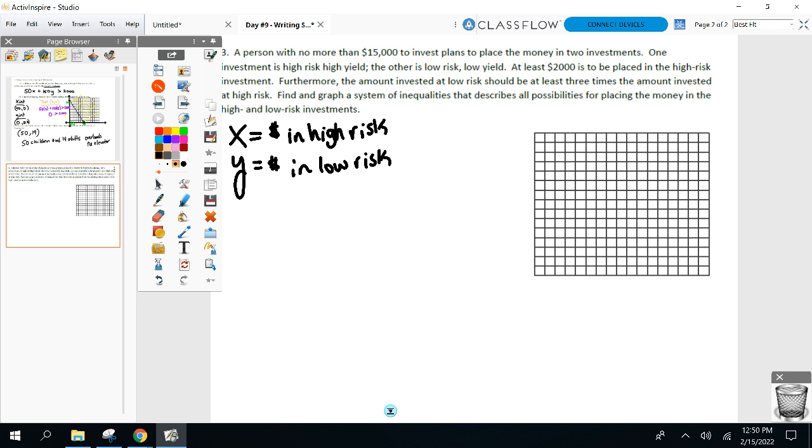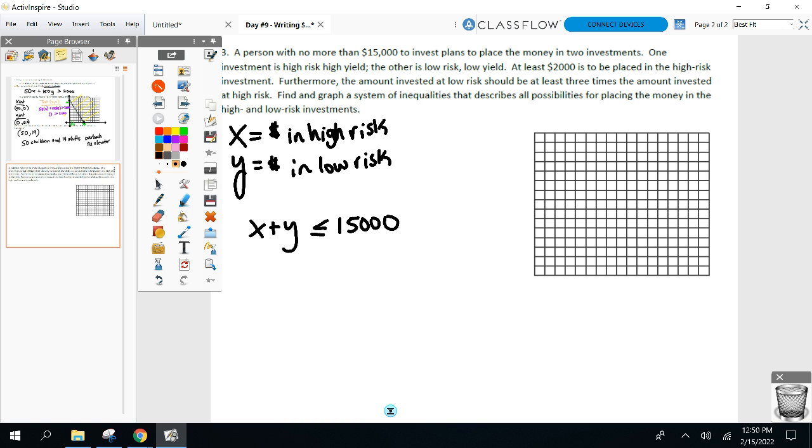What do you think? X plus Y, the total amount of money. Now what's no more than? Less than or equal to. Good. Less than or equal to 15,000. You guys came up with the first one. Good. X plus Y less than or equal to 15,000, no more than 15,000 total. All good. All right, keep reading until we come by another fact here.